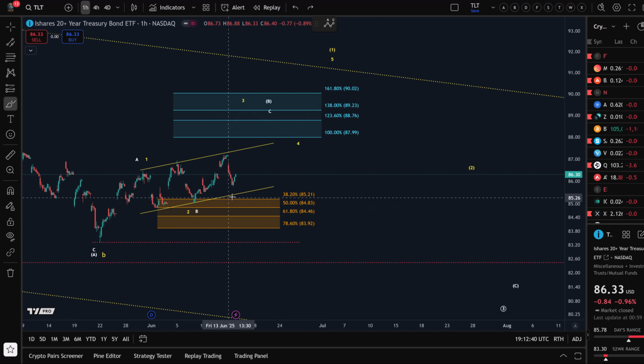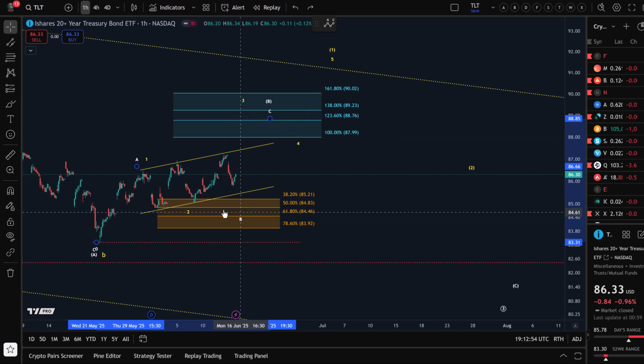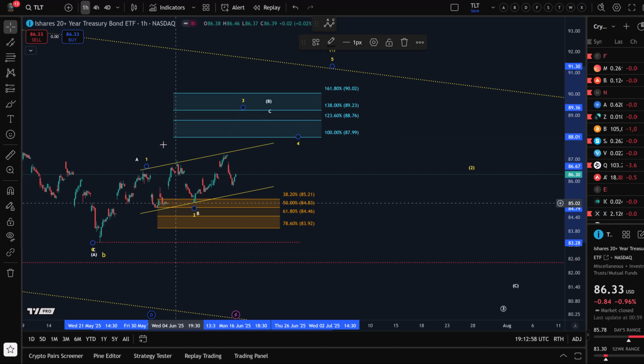Any break below the lower boundary of this channel should send us back into the support area, and the area between 83.92 and 85.21 will likely be tested again and remains relevant. Then probably just for a reset of this B wave or this wave 2. So not too much changed, but good response once more to the support area.